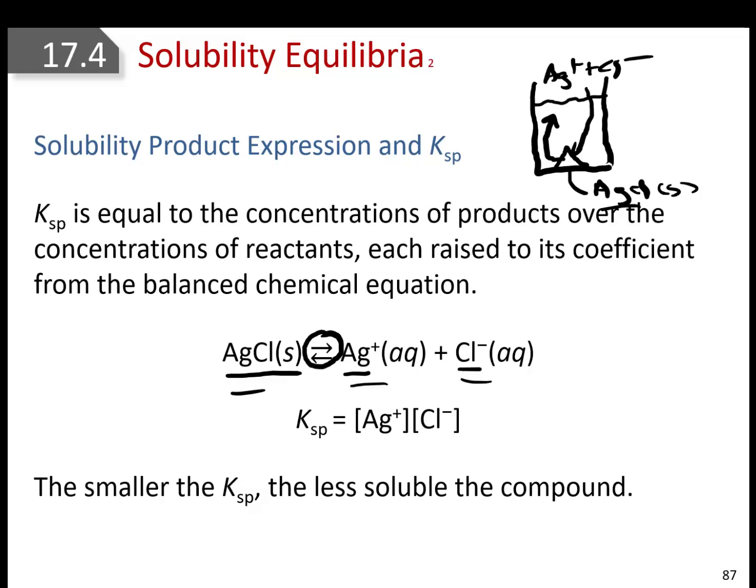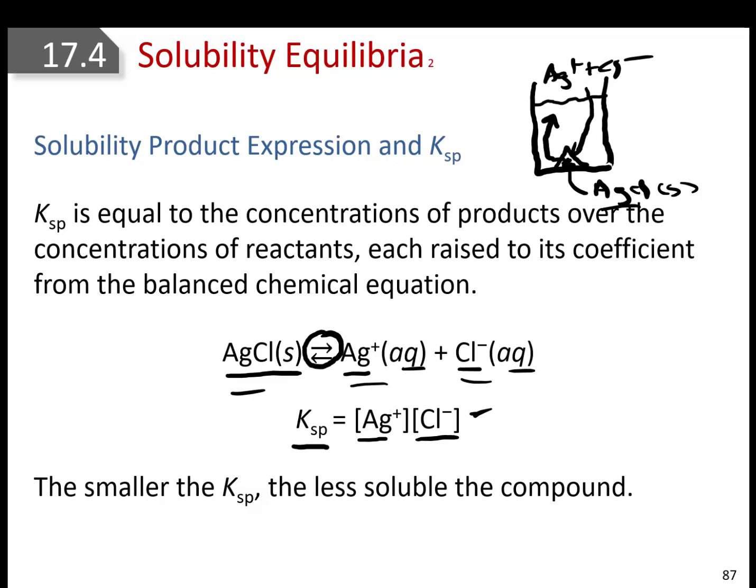Now, as long as there's some silver chloride present, that concentration does not change appreciably through the course of the reaction, so its concentration is actually integrated into the solubility product constant. It's a constant. And we know that pure solids and pure liquids are integrated into the equilibrium constant itself, in this case, the solubility product constant. And then it's products over reactants, so here are our products. And these are both aqueous, and that's why you see them in the expression here.